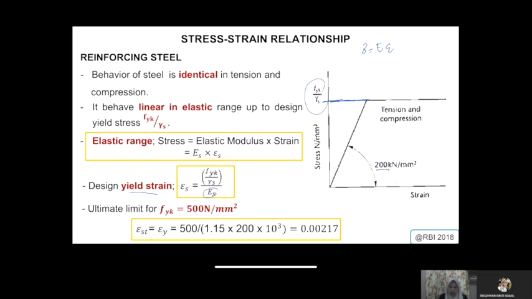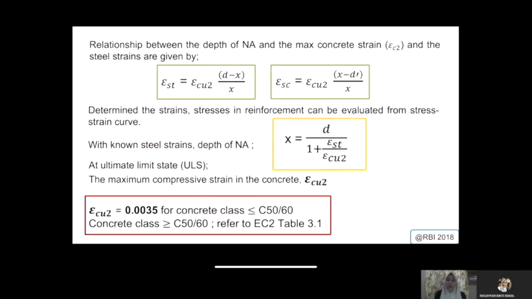Okay, so in general, your strain is around 0.00217, by taking the strength of your steel bar equal to 500 Newton per mm square. The relationship between the neutral axis, the maximum concrete strain, which is strain Cu2, and the steel strains is given by strain. So the stresses in reinforcement can be evaluated from the stress strain curve.